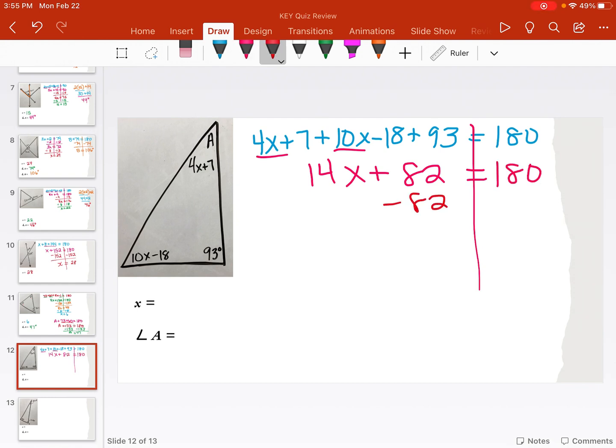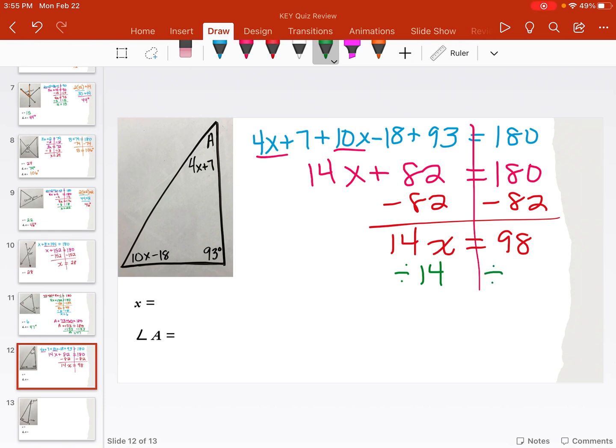I can subtract the 82. 14x equals 180 minus 82, which is 98. And then 98 divided by 14. So x equals 7.